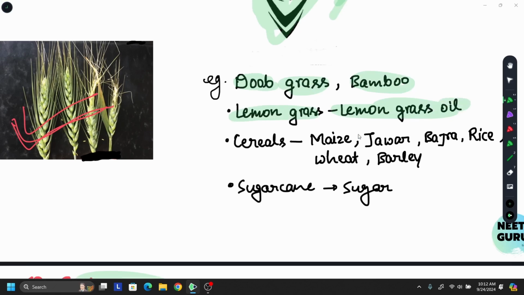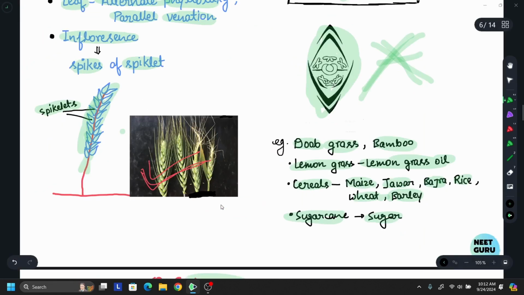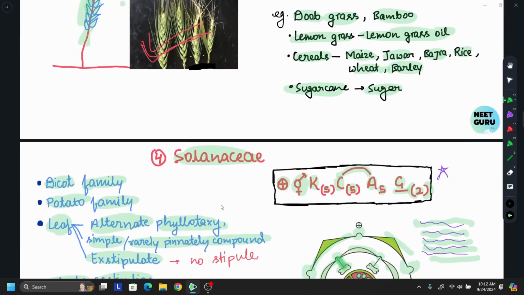gives us lemongrass oil, and we have cereals like maize, jowar, bajra, rice, wheat, barley. We have sugar, which gives us sugarcane. So these come from the Gramineae or Poaceae family.